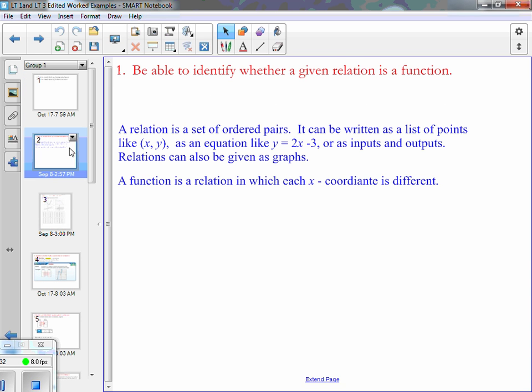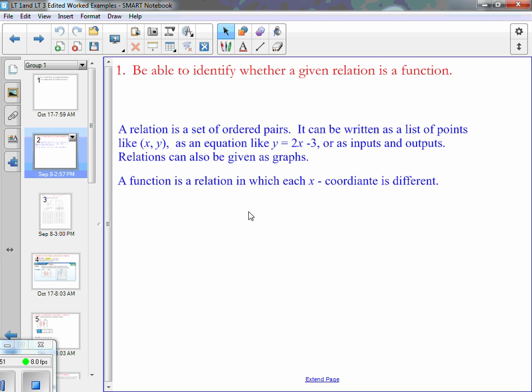Here are my definitions. A relation is a set of ordered pairs. And they can just be written as a list. It could just be a list of ordered pairs, and I'll show you some of those here in just a few minutes. Or they can be written as an equation.